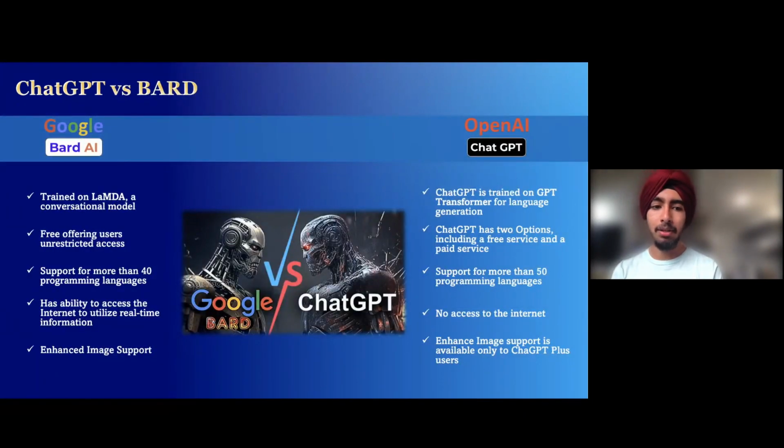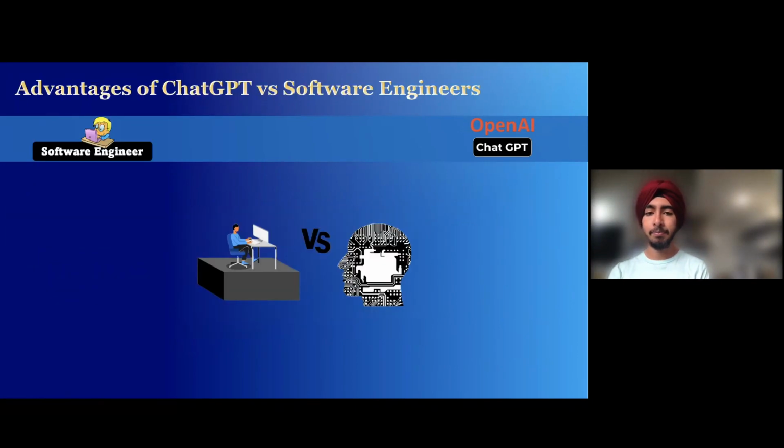And Bard is essentially Google's version of ChatGPT. It's trained on a different sort of conversational model, but it's also free. It supports programming languages, and it has image support in the free version, which is really powerful. Bard also has the ability to access the internet to have real-time information on its free version too. So you can try both out and see what responses they give you.